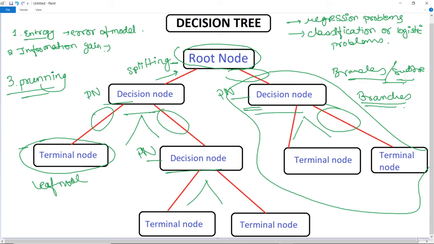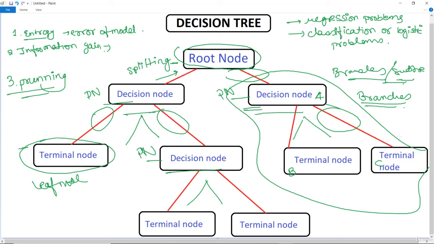So if we prune this, or if we remove it because it is not required in our algorithm analysis, then it is known as pruning. That means removing the unwanted nodes and the branches. Now it can be said that A is the parent node of B and C. Here you can see if we call this decision node A and these B and C, then it can be said that it is the parent node of B and C.